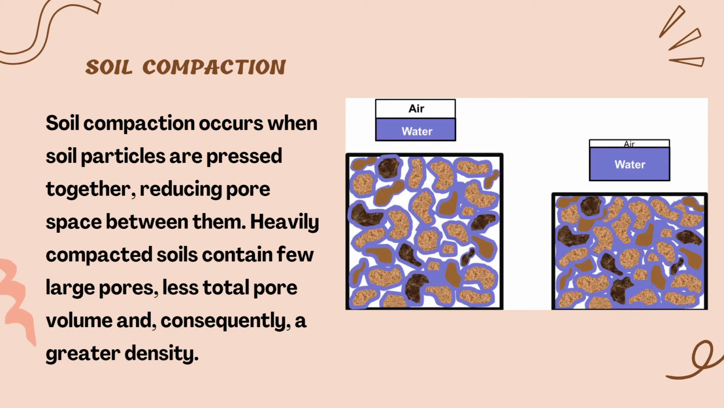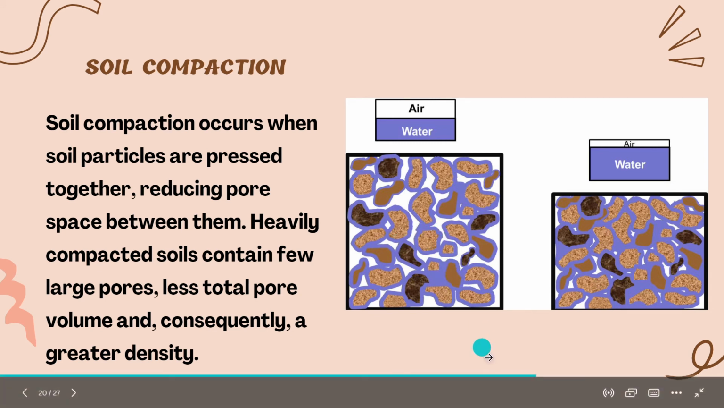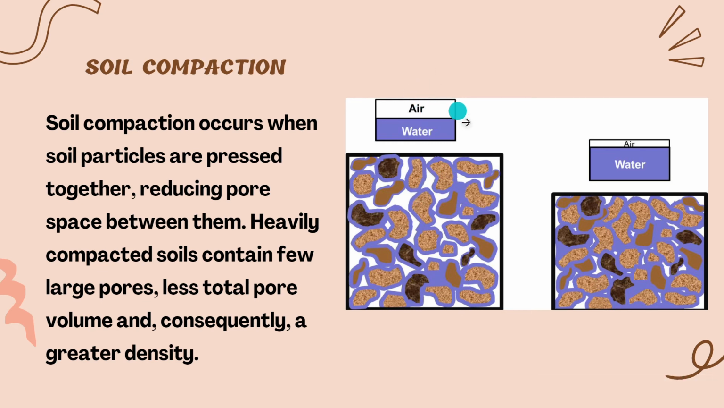Another is that soil compaction can lead to poor root growth, which reduces crop yield through poor water and nutrient uptake. So, for example, here is the picture. Before it is compressed, they label the air and the water. Then when it is compacted, when it is compressed, the air becomes less and the water becomes more. So, that is the example.